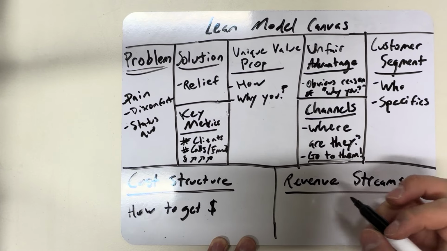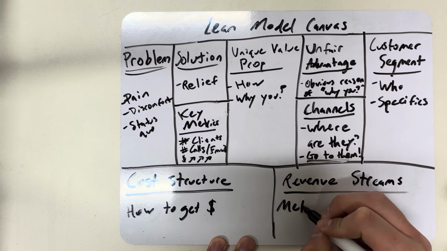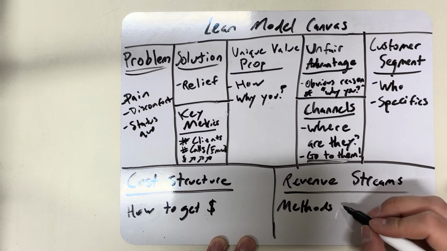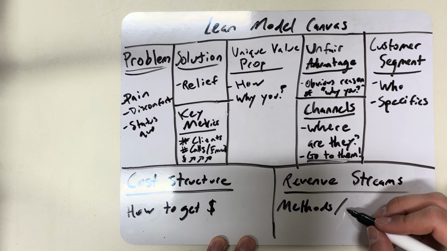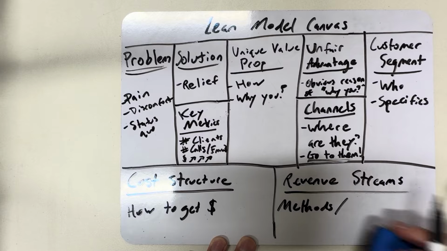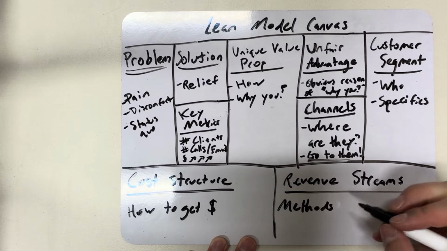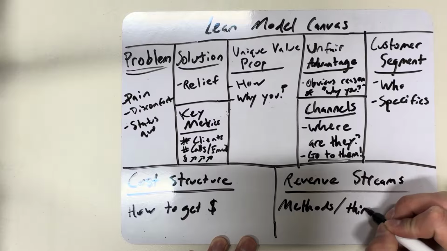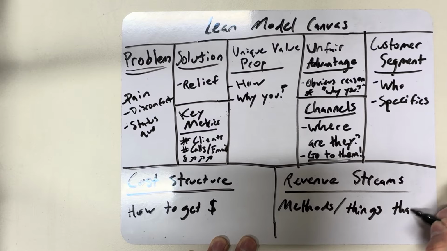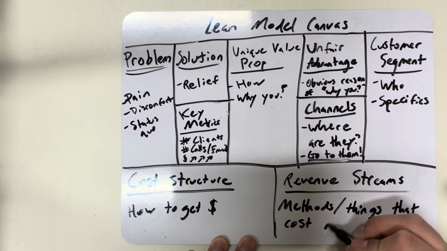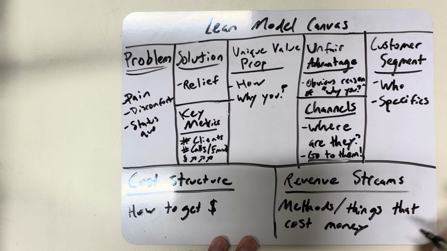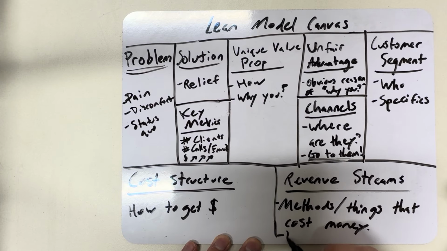Revenue streams. And this is methods and things that cost money. So this could be products as well. So like here, I'll just put products too, products and services.